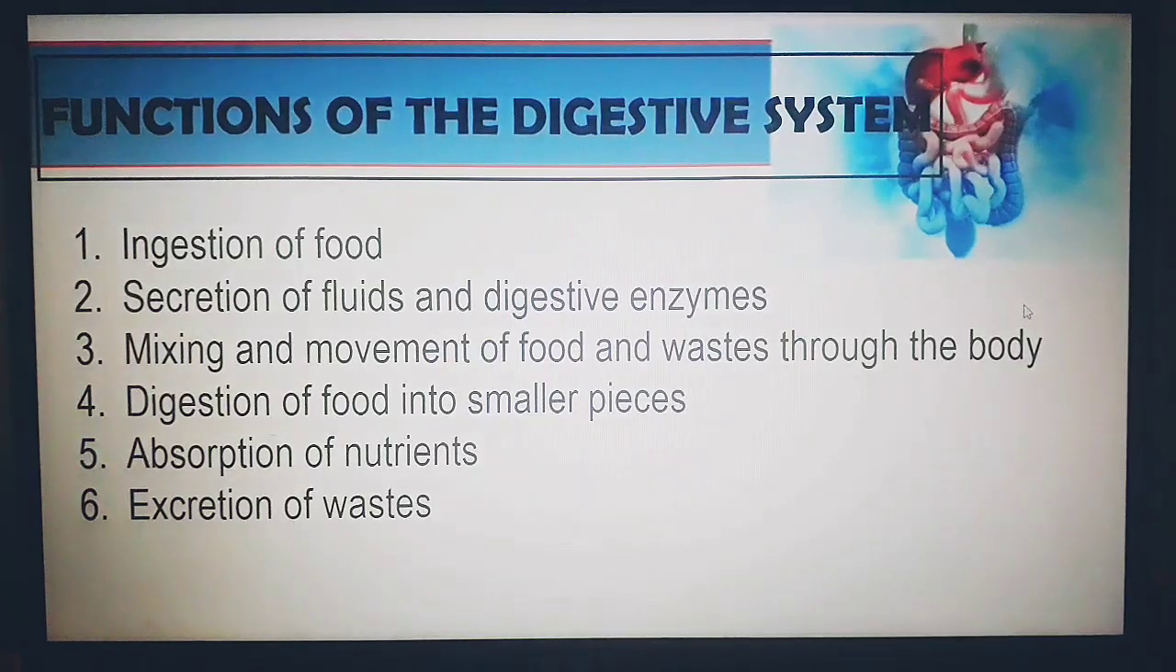And here are its functions. We have ingestion of food, secretion of fluids and digestive enzymes, mixing and movement of food and waste through the body, digestion of food into smaller pieces, absorption of nutrients, and excretion of wastes.